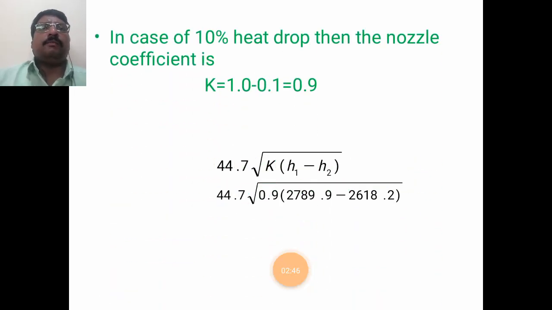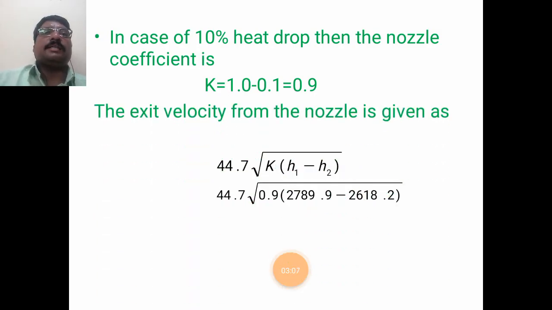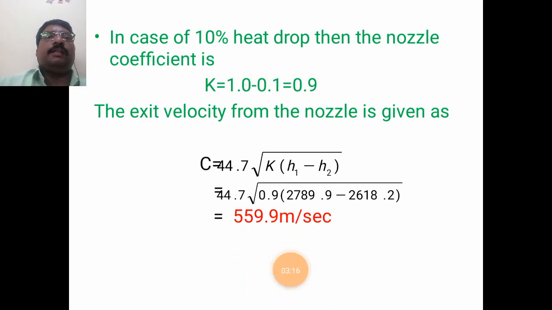Now, if there is an enthalpy drop due to friction, it is given that there is a 10% heat drop due to the friction. Therefore, the friction loss factor K can be taken as 1 minus 0.1, that is 0.9. So in case the enthalpy drop loss exists, the velocity of the nozzle can be taken as C is equal to 44.7 into square root of K into H1 minus H2. If you substitute that, we finally get the velocity as 559.9 meter per second.